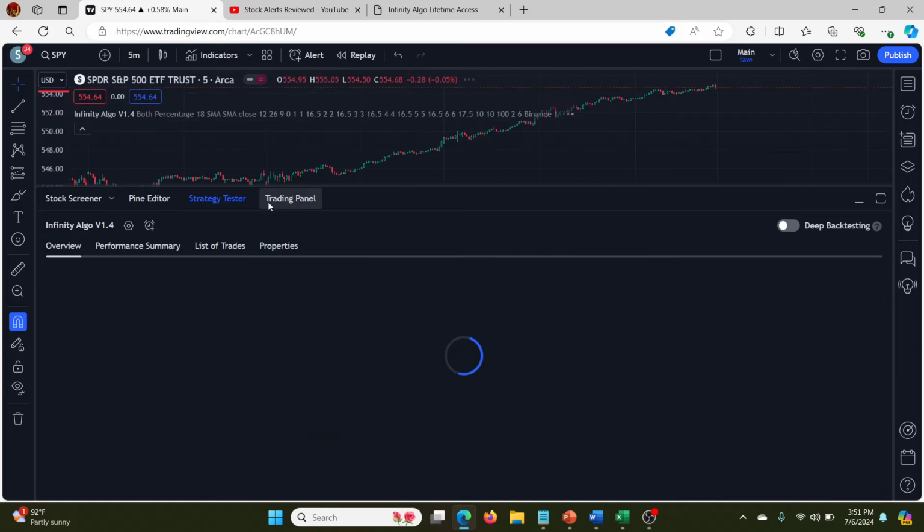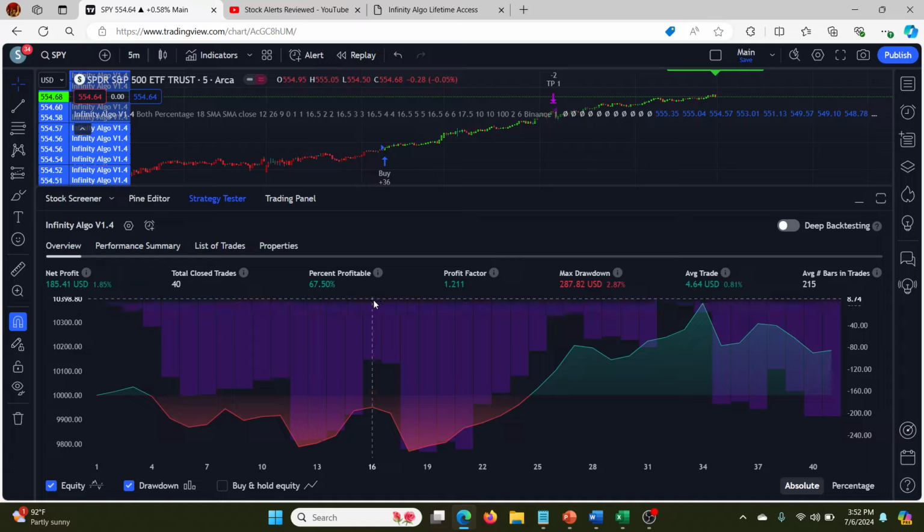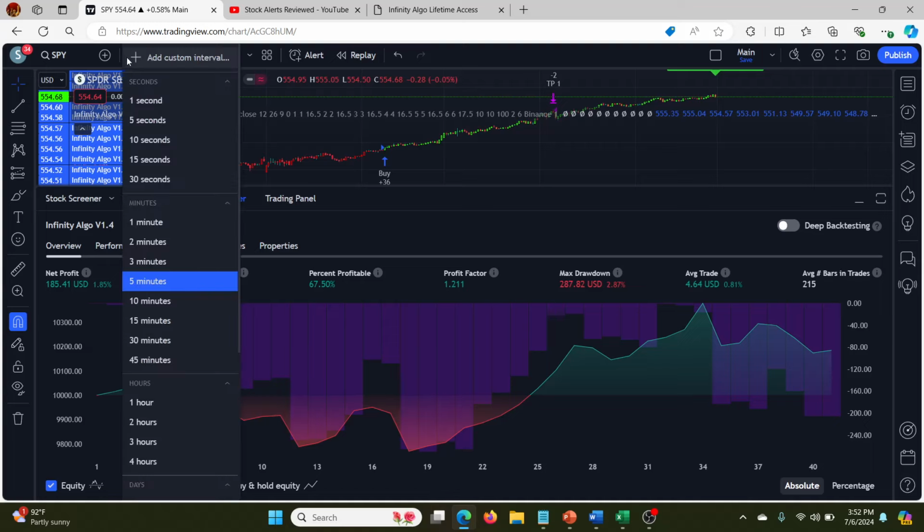So let's look at some other time frames, then a couple other tickers. So let's look at the 5 minute, out to the 1 and 3 minute. The 5 minute also has a 1.2 profit factor, so overall profitable, 67%, so nearly 70%. That's a good win rate over 40 trades. So you can start to see the different time frames.